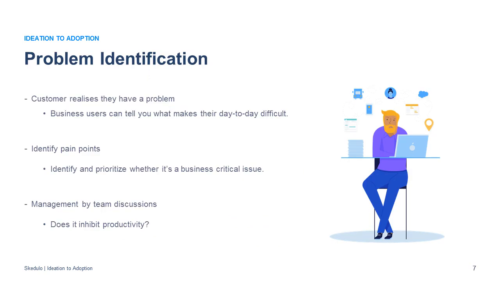So the first step in the process is identifying that there is a problem. Business users will be able to tell you what they find difficult about their day-to-day work. And business leaders need to be in touch with their teams in order to hear these pain points and prioritize accordingly. It's important to know whether something is a business critical issue. For instance, if it's stopping your employees from doing their job, if it's getting in the way of delivering products or services to your customers, or if it's a major inhibitor of productivity. This is where you want to focus your time and funds to get the most return on investment.